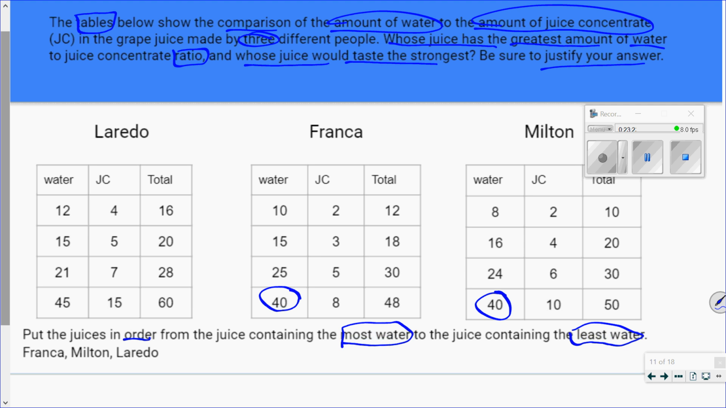Why do you say Milton? So, we're looking at water to juice. Oh, because it says 10. Okay, so 10 is smaller than 8. No, larger. So if it's larger, does that mean that the water to juice is bigger or smaller? Bigger.